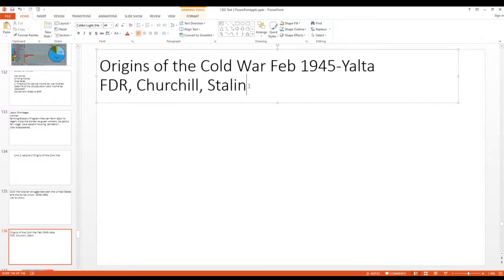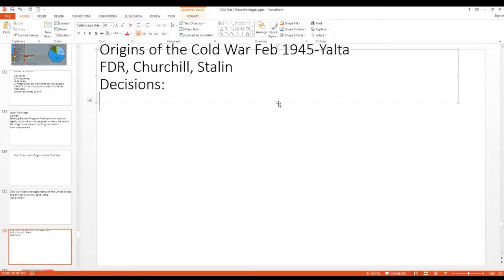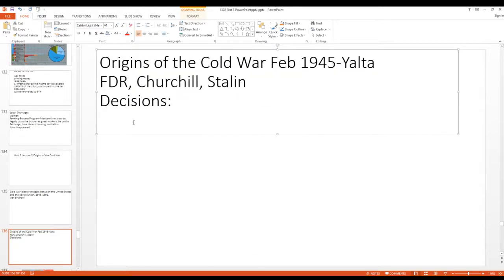Yalta itself is in the Soviet Union. It's along the Black Sea. So Roosevelt is going a long way for this final conference. And it's the decisions that are made at Yalta that are going to lay the groundwork for the beginning of the Cold War.